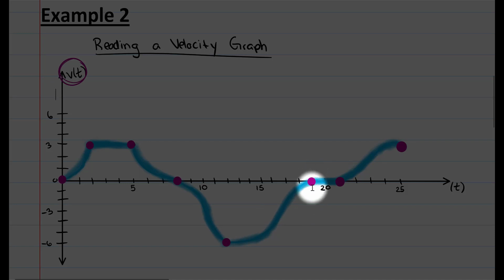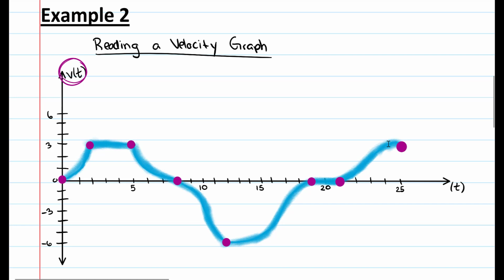And from t equals, looks like 19 to 21, the object is stopped because the velocity is 0. And then it looks like it increases, so it's moving forward, and it's accelerating because our velocity is increasing. So the further away you are from the x-axis, the faster your speed is. Your velocity might be negative, but recall that speed is the absolute value of velocity.